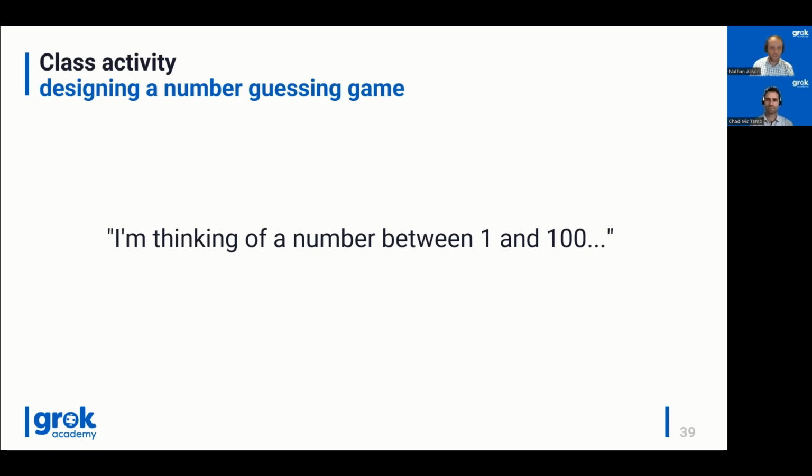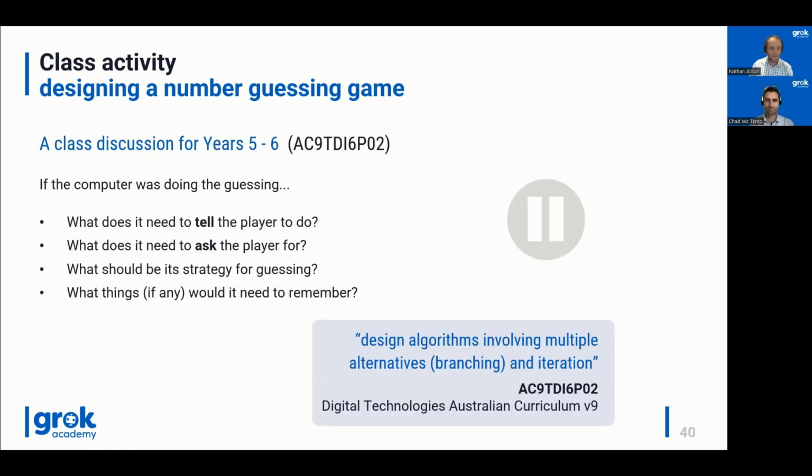As Chad and I were playing that, and obviously you can play this with your students, you might have been thinking about what was going through Chad's head as he was trying to keep track of what the next guess should be. This begins as a class discussion, but we're considering what would happen if the computer were playing the game, and you as the human are the one who knows the number, and the computer is the one that has to try and guess it.